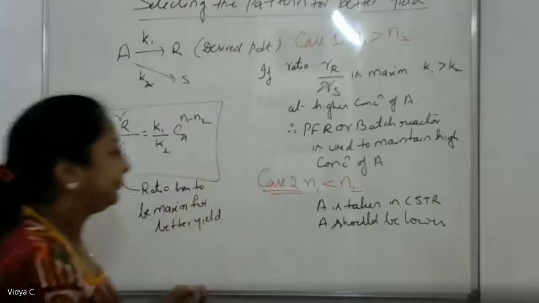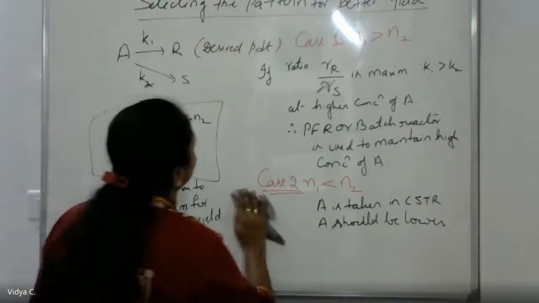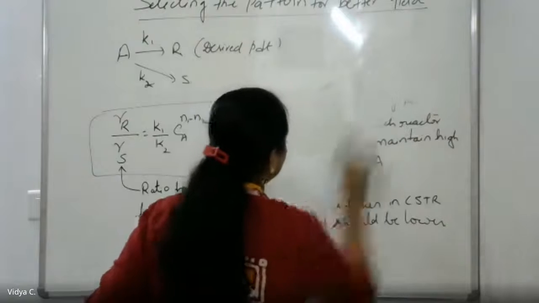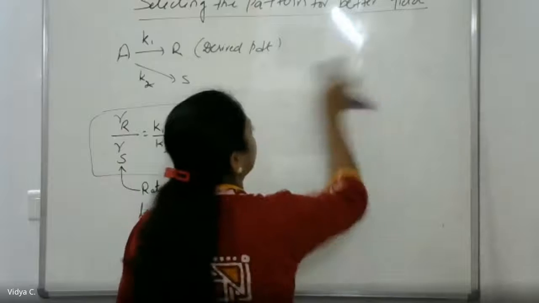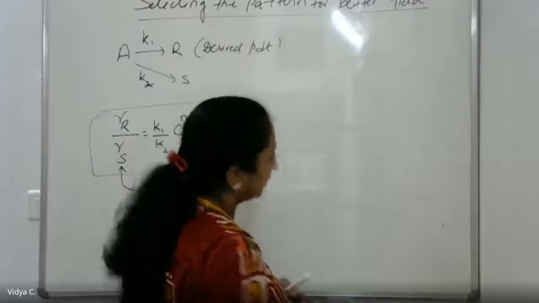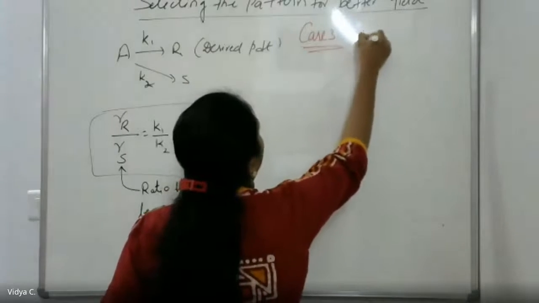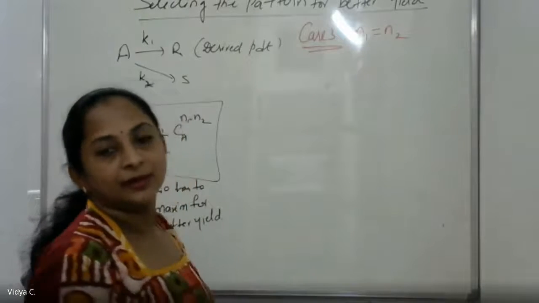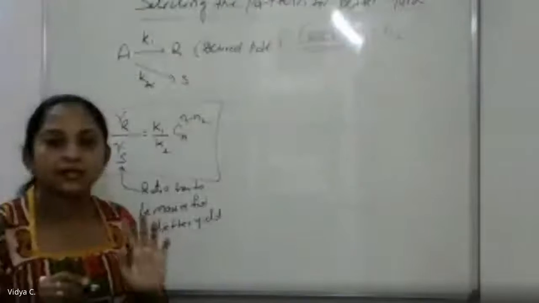Okay. Case 3. Case 3 is a very bigger one. Let me rub this. Case 3 cannot be explained in terms of concentration directly. Case 3 is what? N1 is equal to N2. What do I actually mean by that? It doesn't mean zero order reaction. Both the reactions are of same order. That is the meaning. Okay?